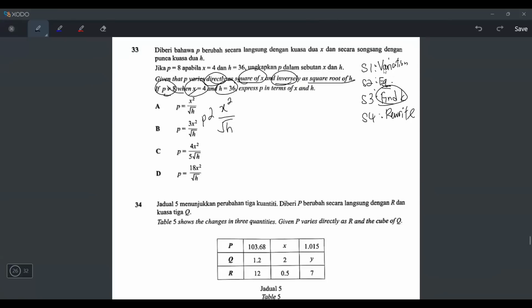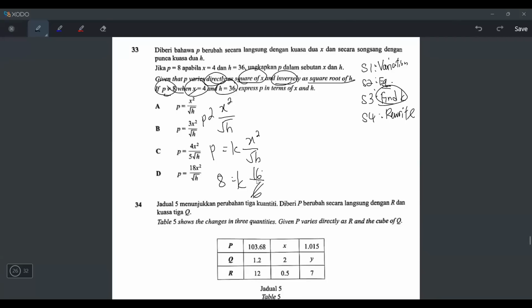But before I find K, I have to change the variation to equation first. And how to do that? Just change it to equal, but I have to add K. And this K, the relationship is times. Now, the next step is find K. And how to find? You need to have P, X, and H. If you want to find K, that's why they give you P equals 8. And then X square. What is X square? X is 4, right? So 4 square, just write it. 4 square is 16, right? And then square root H. H is 36. But if you press square root 36, you will get 6, right?